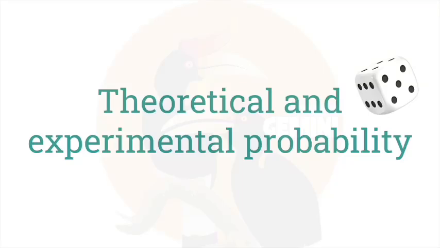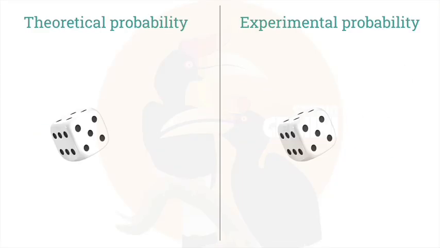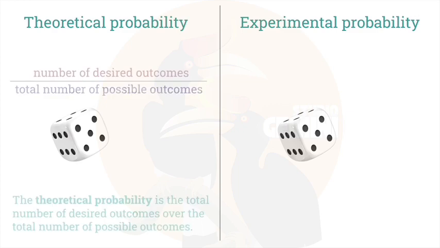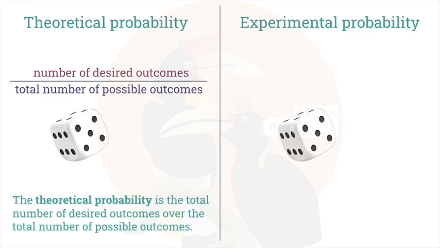Today we'll learn about theoretical and experimental probability. Let's say you had a fair die and a trick die and wanted to figure out the probability of rolling a 5 on each. Well, we already know how to find the probability for the fair die. That's the number of desired outcomes over the total number of possible outcomes. So here, that is 1/6, since there is one desired outcome, rolling a 5, and 6 possible outcomes.